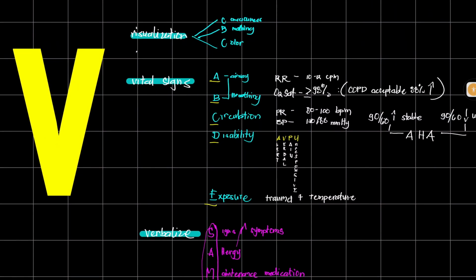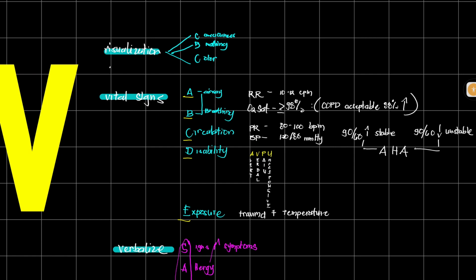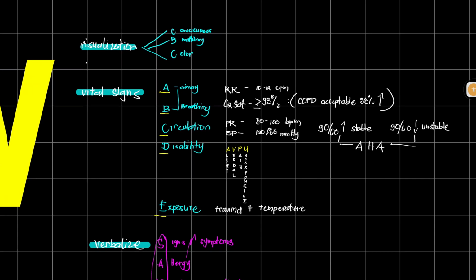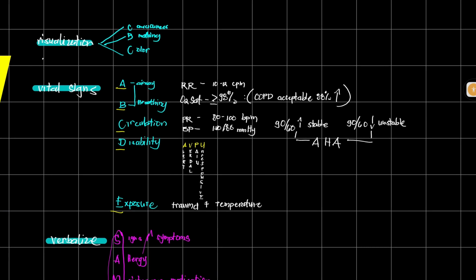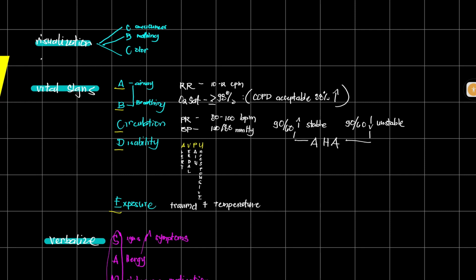V stands for visualization, vital signs, verbalize. In terms of visualization, you will check the consciousness, the breathing pattern of your patient, the skin color of your patient, general appearance. Vital signs, what are the things that you will include in your vital signs assessment? A, B, C, D, E. Airway, breathing, magkasama yung dalawang yan. So what you are going to check, you will check for your respiratory rate, which is 10 to 12 cycles per minute.